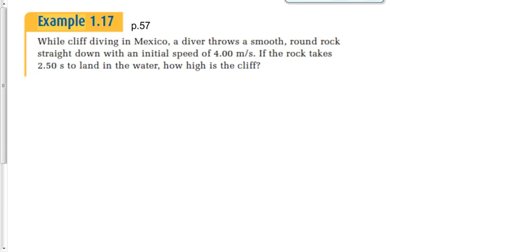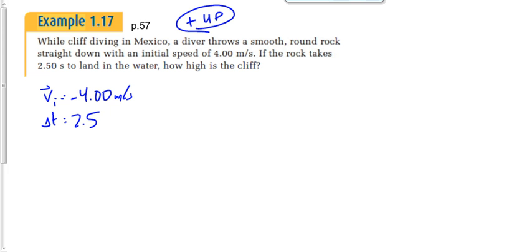Okay, so what do we got here? Is this group A or group B? It's group B because the rock is going to be accelerating, right? It throws a rock straight down at 4 meters per second. Let's make that negative. We're going to define up as positive and down as negative. Even though everything is downward here, we're still going to go up positive. My time interval is 2.5 seconds.